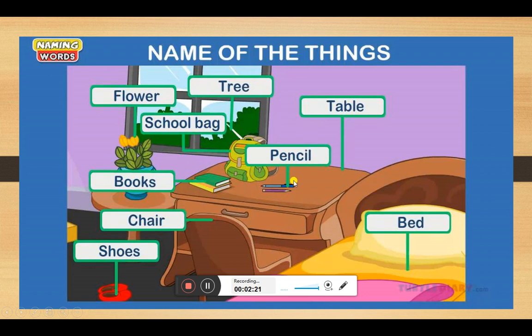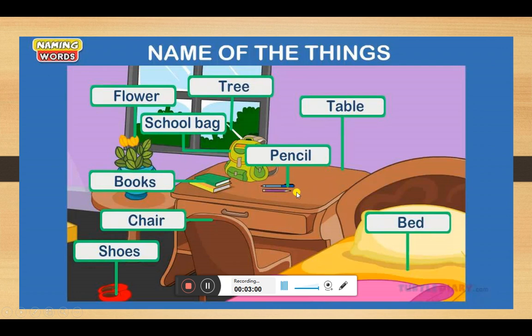Okay, so now let's know some nouns or some naming words of some common places. Here we are in the bedroom. So what are the nouns that we can find in the bedroom? So here we have the bed, and this is the table or a desk, pencil, school bag, books, chair, shoes. And outside the window we can see a tree and a flower.